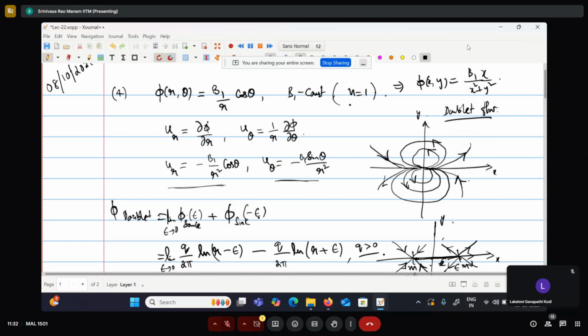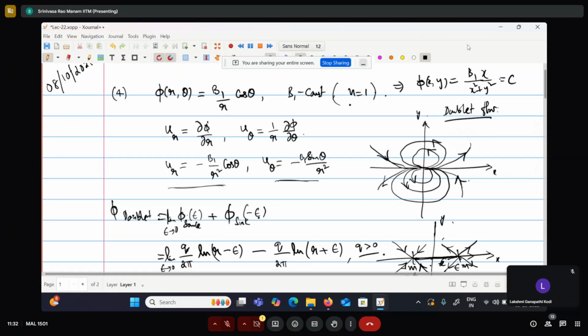So can you draw this, x divided by x square plus y square equal to a constant? What is the meaning of this? This is basically x square plus y square equal to some constant times x. What is the meaning of that?